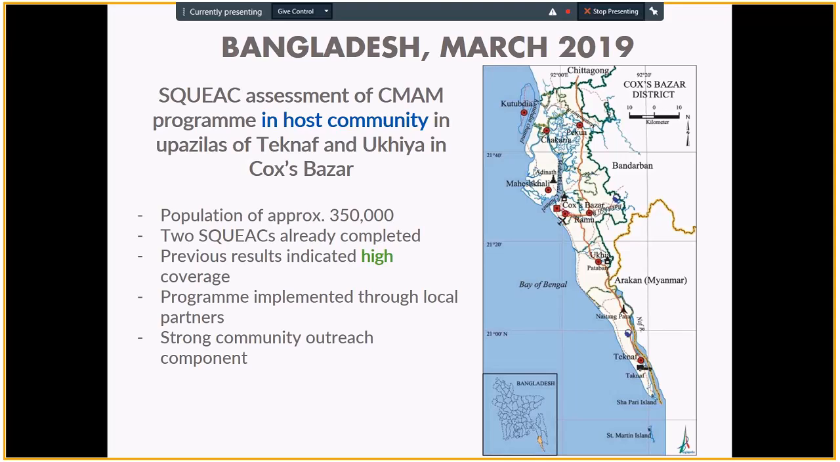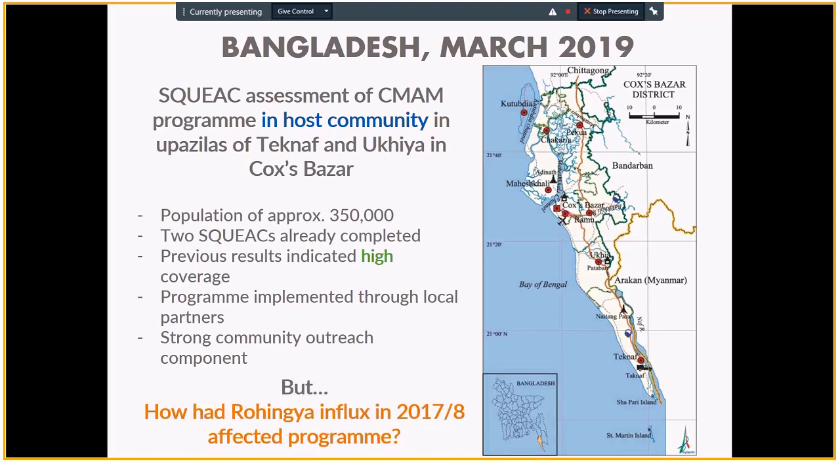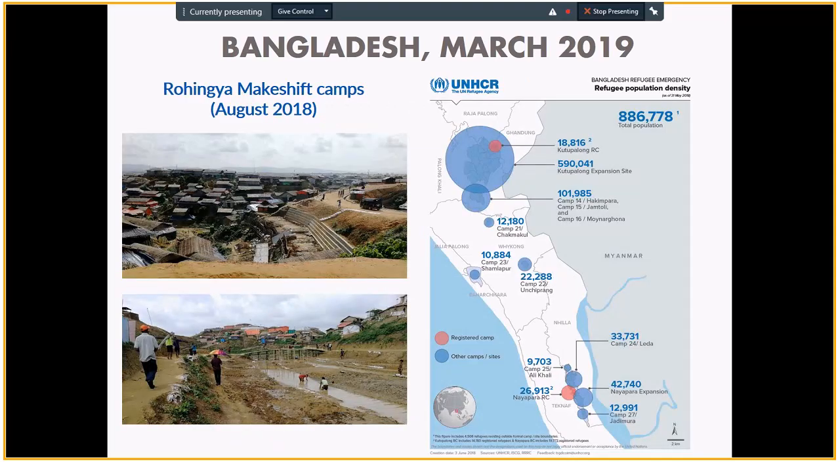But the big question on my mind, doing this survey, was how had the Rohingya influx affected the programme in the 2017 and 2018 influx. Just a very quick snapshot, some pictures from the Rohingya camps when I was there in August 2018, and this immense population of Rohingyas living in these makeshift camps and established camps just over the border from Myanmar, but in the same districts as the host communities.